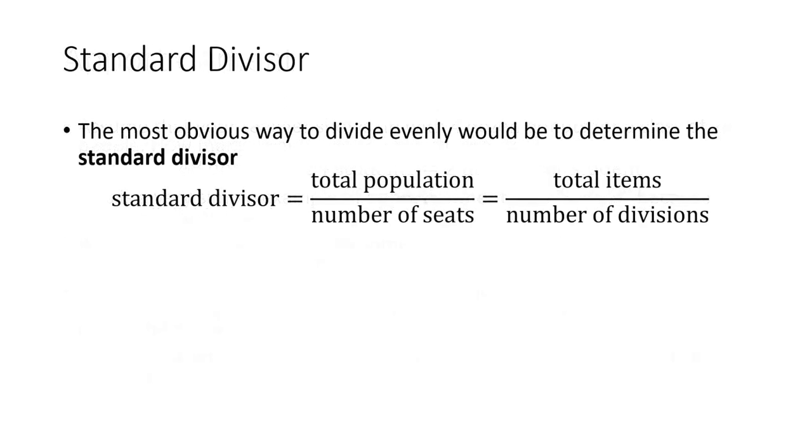So the most obvious way to determine how to divide things among groups would be what's called the standard divisor, which is just the total population or the total number of items divided by the number of divisions or the number of groups that it's going to. So if we were determining the number of donuts, well, the total number of donuts divided by the number of people we have to give donuts. If we're talking about things like political seats, which is what our example will go through in this section, then it would be the total population divided by the number of seats available for that population.